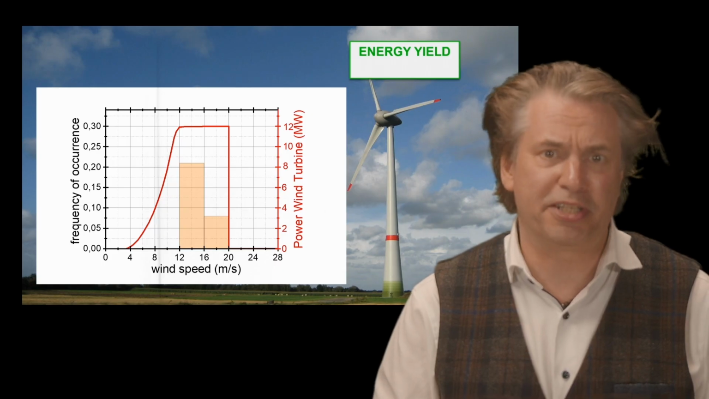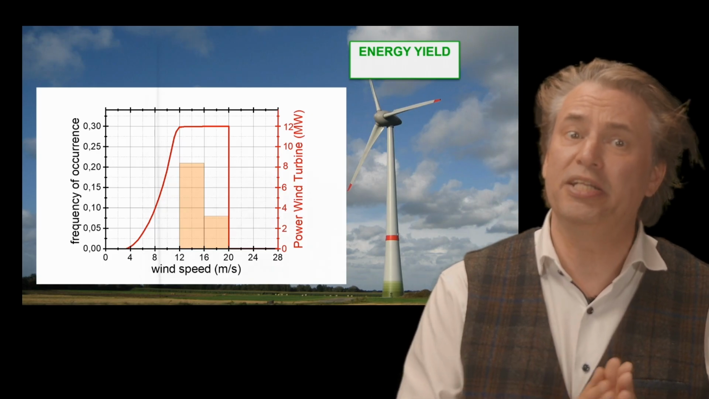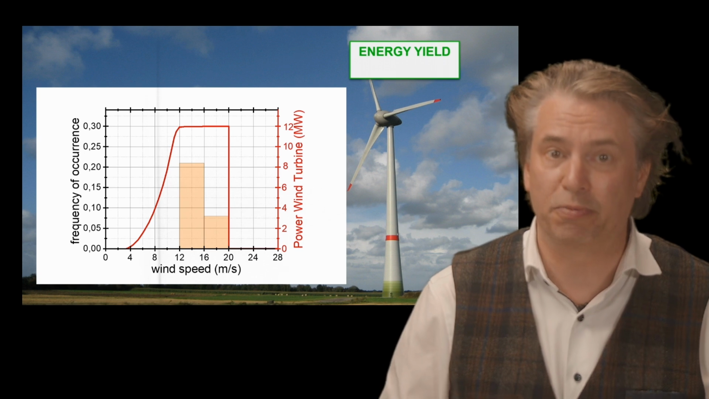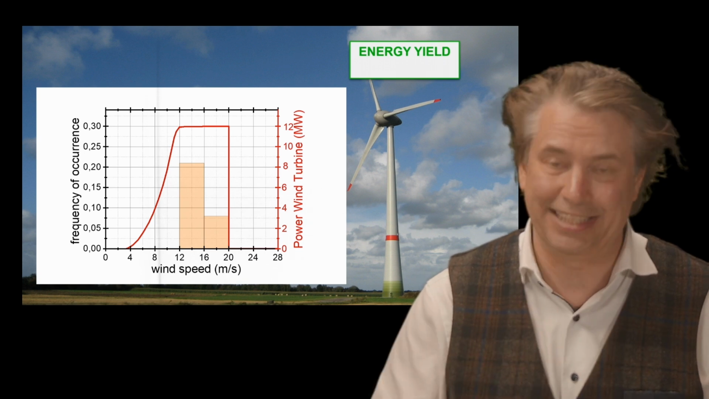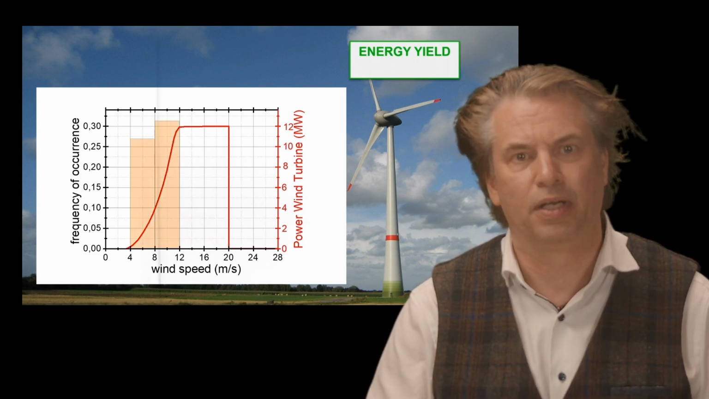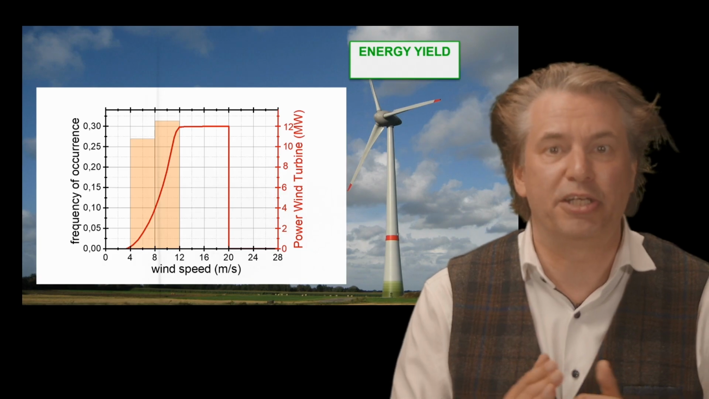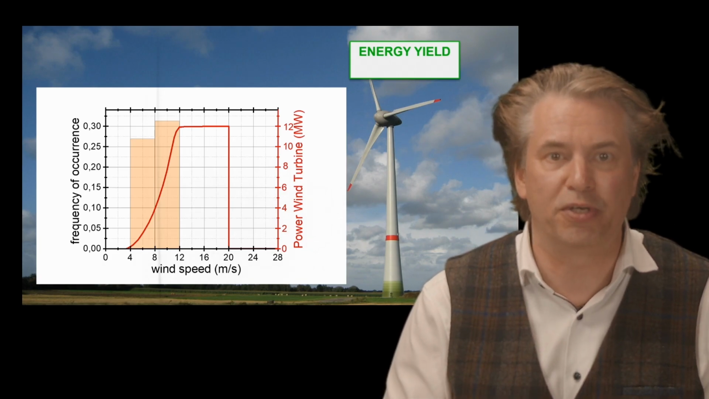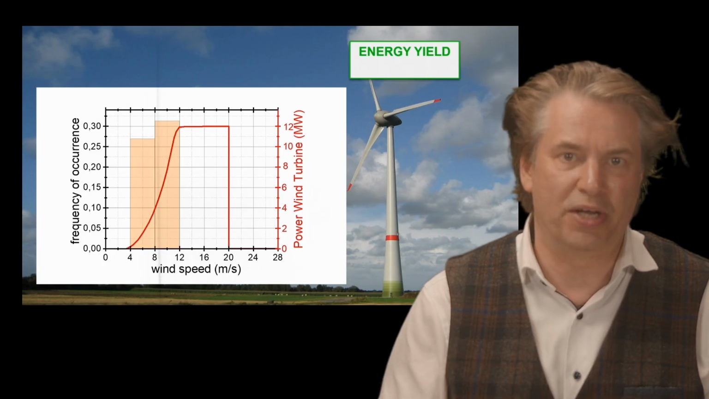Whereas during the periods that the wind speed is between the rated velocity and the cutoff velocity, the output of the wind turbine is at the rated power. And during the periods that the wind speed is between the threshold velocity and the rated velocity, the output of the wind turbine is increasing with the wind speed.